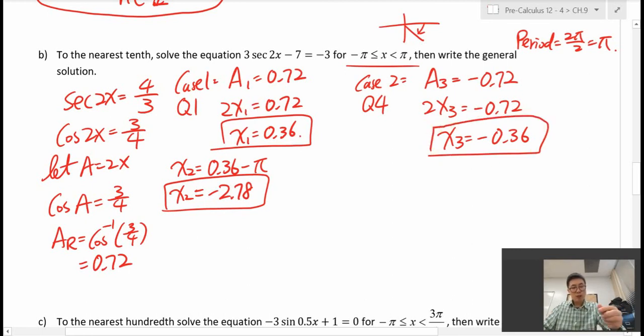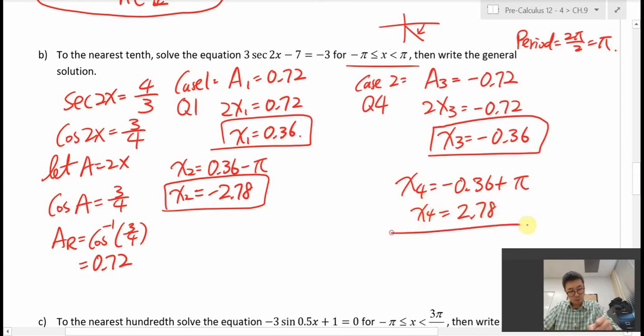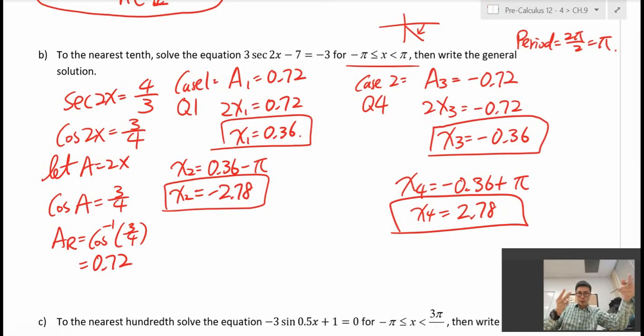And again, we will not subtract pi because it's already negative. If you subtract pi, it's going to be less than negative pi. So what you're going to do is plus pi instead. So you actually get 2.78 this time as your x4. Okay, so you should have 4 answers. Again, which makes sense because the period is half of what it was. So it's going to rotate twice within 2 pi. And again, every 2 pi, you should have 2 answers. If you have 2 full rotations, then you're going to end up with 4 answers. And that's why we have 4 right here.